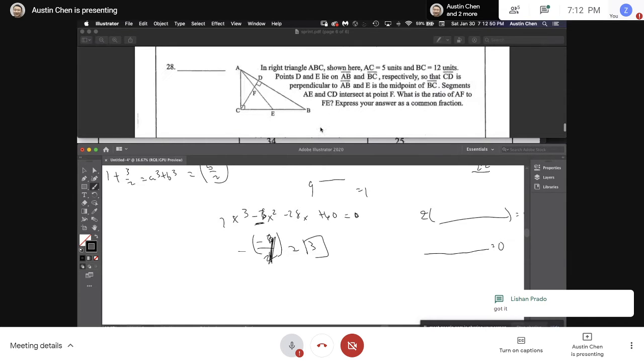Okay, next question. A right triangle ABC is shown here. AC is 5 units, BC is 12. Points D and E lie on AB and BC respectively, so that CD is perpendicular to AB and E is the midpoint of BC. Segments AE and CD intersect at point F. What is the ratio of AF to FE? Express your answer as a common fraction.